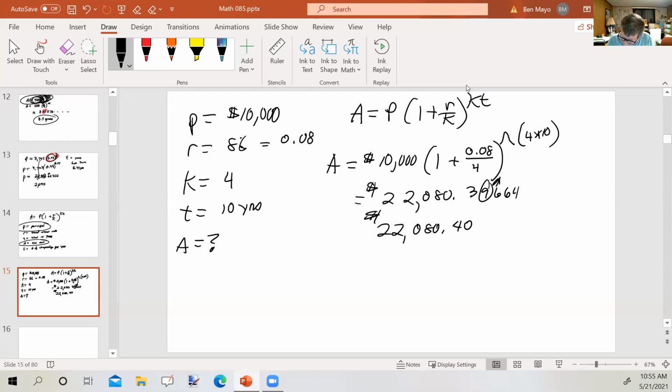Now, there is some simplification we could do ahead of time if we wanted to. For instance, 4 times 10 is 40. 0.08 divided by 4 is 0.02. 1 plus 0.02 is 1.02. So I could have simplified a little bit ahead of time and plugged that into the calculator. 10,000 times 1.02 raised to the 40th power, and I get the same answer.